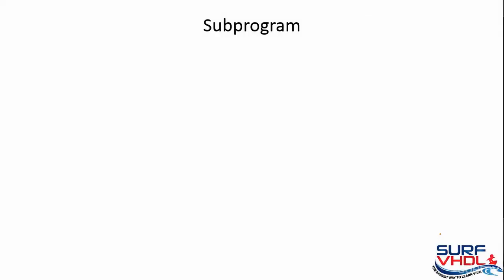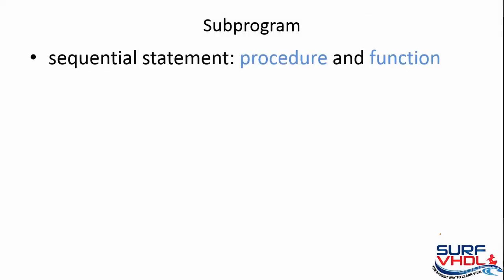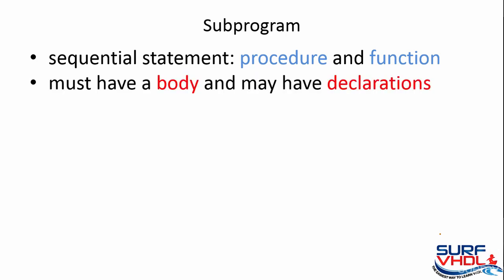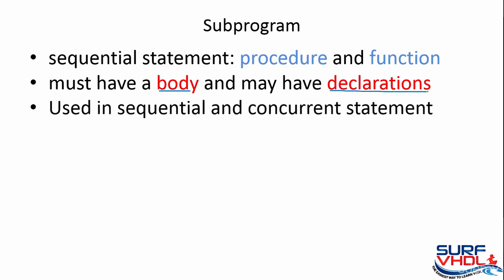Subprograms are a sequential statement of two types, procedures and functions. The procedures and functions have the same functionality of the common programming languages. Both procedures and functions written in VHDL must have a body and may have declarations. Both procedures and functions can be used anywhere. This means in sequential and concurrent statement.